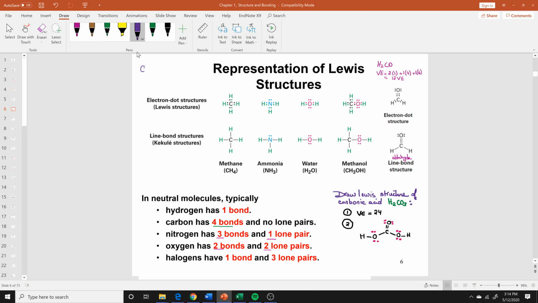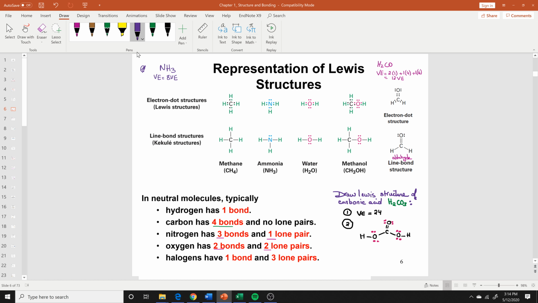For the CH4, we already drew the Lewis structure, so let's do NH3. The question here: draw the Lewis structure of NH3 using the electron dot structure. The first thing that you need to do, as we mentioned, is get the valence electrons. Nitrogen is 5, hydrogen is 1. You have 3 hydrogens, so there are 8 valence electrons.